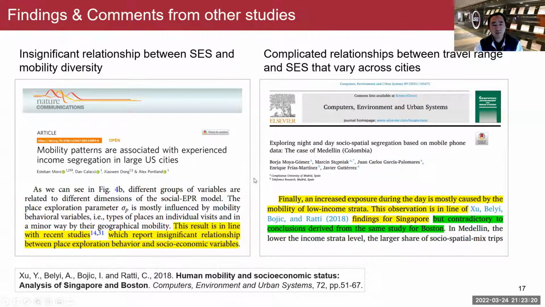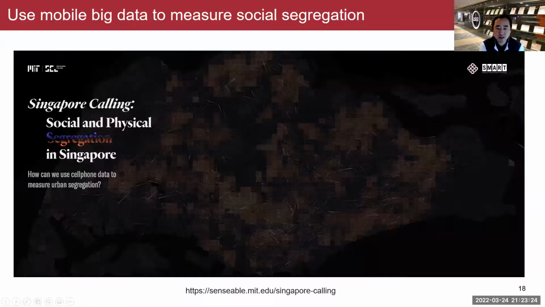After this study, because the previous three deal with mobility and socioeconomic status, we tried to think further about whether we can combine these two dimensions together to do something more interesting.